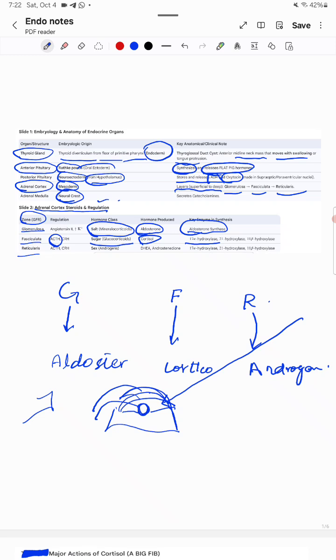Okay, then reticularis. So reticularis is also controlled by ACTH and CRH, and this is sex hormone androgen. Okay, and this includes androstenedione, dehydroepiandrosterone. Okay, so all these are included. These enzymes are responsible. So glomerulosa, aldosterone, fasciculata, cortisol, reticularis, androgen. Okay, sex hormones.